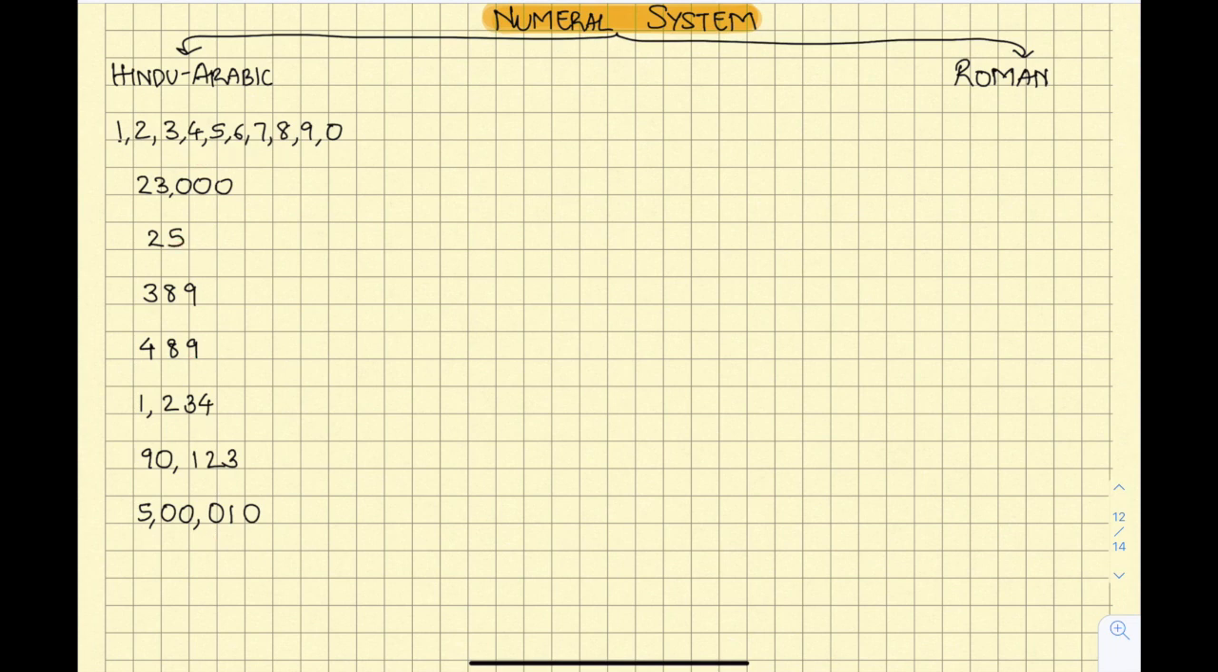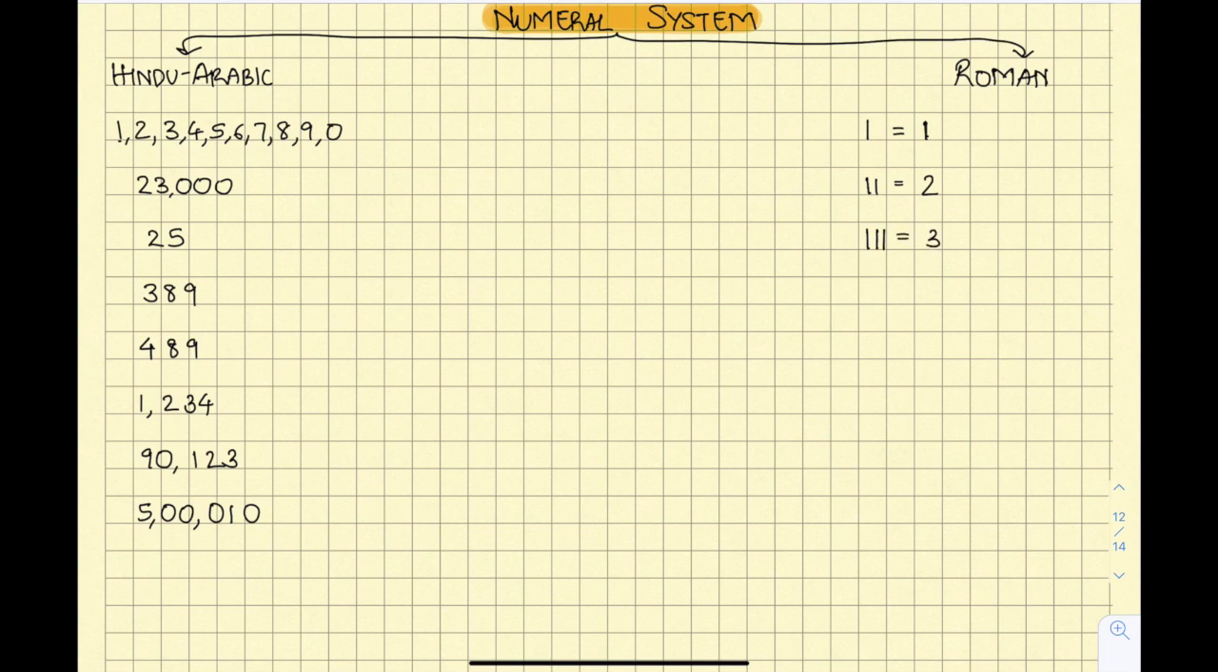Now we see the next set of numbers, which are called Roman numerals. Roman numerals are also one such system where numbers are denoted using letters. I is used to show 1. If this I is written 2 times, it becomes 2. If it is written 3 times, it is 3.